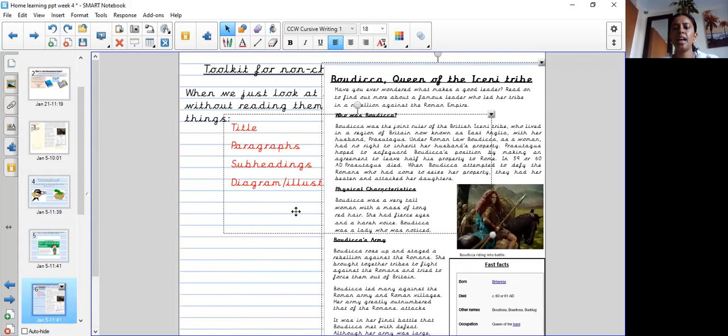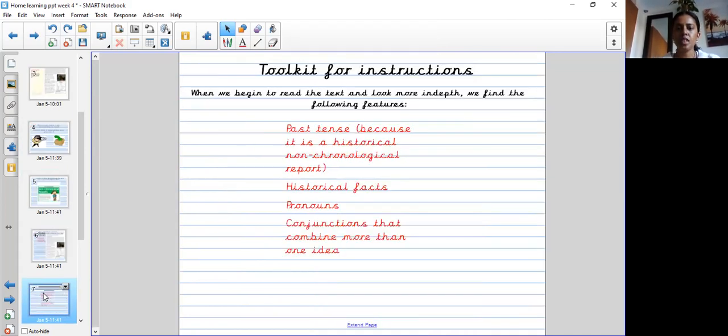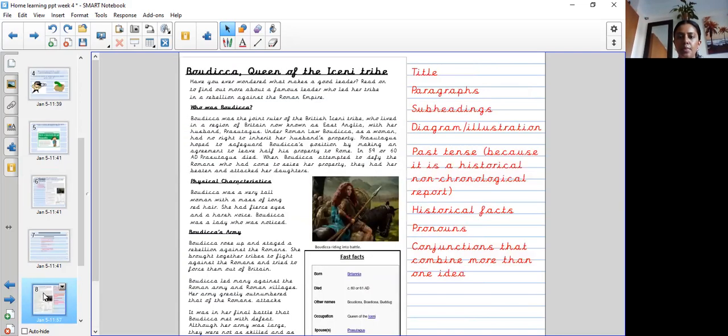So we have a title, we have paragraphs, subheadings, and diagrams and illustrations. So that's the first thing that we see when we look at the non-chronological report. We've got our title over here, we've got paragraphs here, we've got subheadings, and we've got a diagram and an illustration. So when we begin to read the text and look more in depth, we find the following features. Past tense, because it's written about a historical event in the past. Historical facts, pronouns, conjunctions that combine more than one idea. So those are the things that we also see within our new text map.